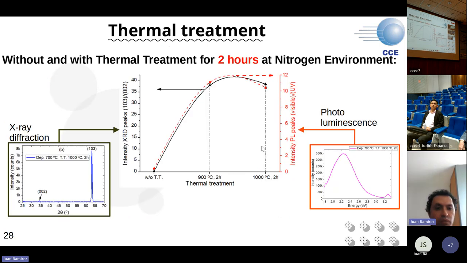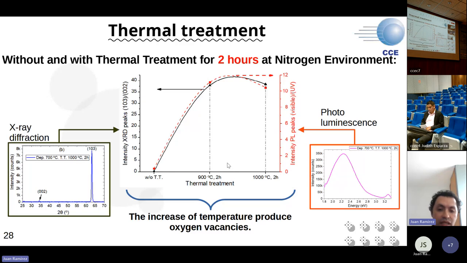And finally, we did the thermal treatment for 2 hours in nitrogen environment. We use the relation of the peaks using the X-ray diffraction. We use the non-basal plane with respect to the basal plane. The basal plane is 002. And we use the relation between the visible peak and the ultraviolet peak. The visible peak is related with the defects, and the ultraviolet peak is related with the sample without defects. And we can see the same: this curve is similar. And this indicates that the increase of the temperature produces defects, mainly oxygen vacancies.